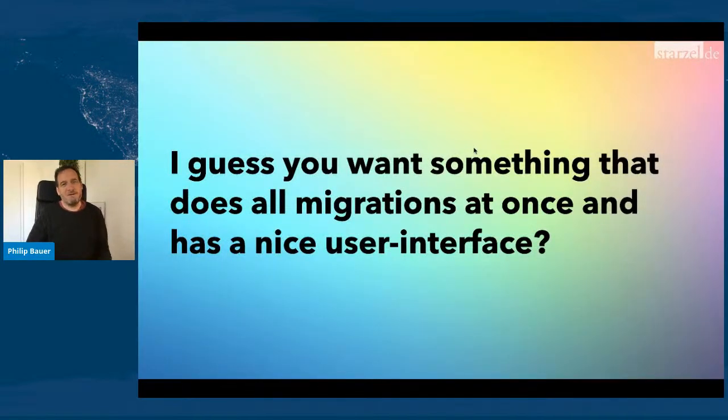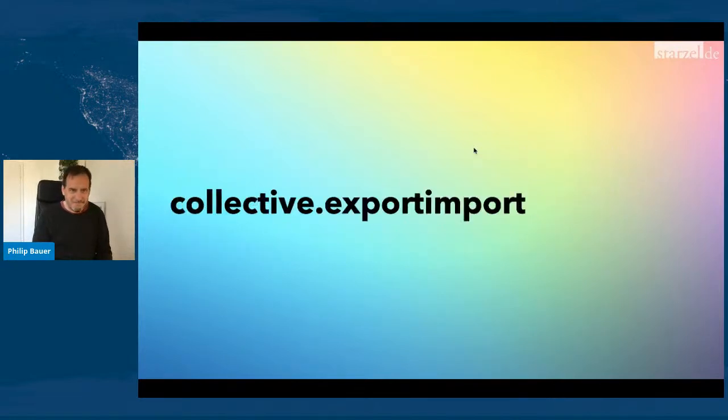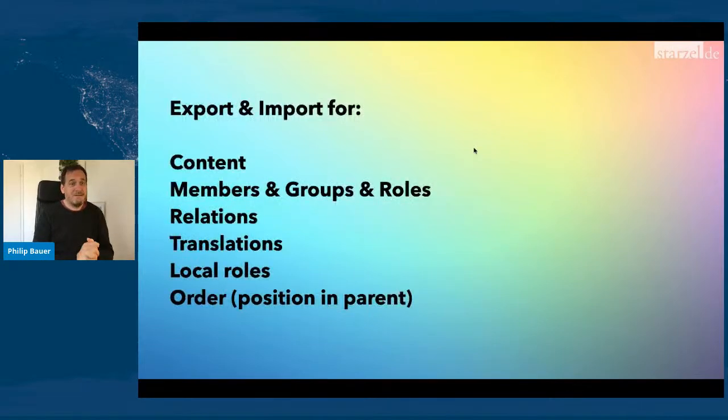So I guess you want something that does all these 4 migrations and more at once, and even has a nice user interface. And here it is. It's called collective.exportimport, and it will solve many, but not all use cases. I'm going to go through a couple of these use cases, and I'm definitely going to mention the limitations that there are. So it supports export and import for, most importantly, content, because Plone is a content management system and not a relation management system, even though it sometimes feels like it. So most importantly, it supports export and import for content, all content, any content.